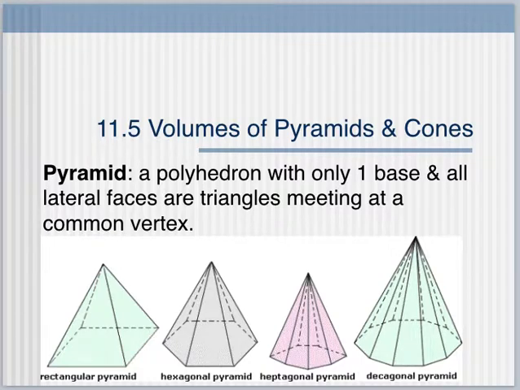Because a pyramid is technically defined as a polyhedron with only one base of any polygon shape, and all the lateral faces being triangles that meet at a common vertex. See how for each of these, the lateral sides that aren't the base are all triangles that meet at a common vertex at the point? So these are all types of pyramids that you'll be dealing with in this chapter.